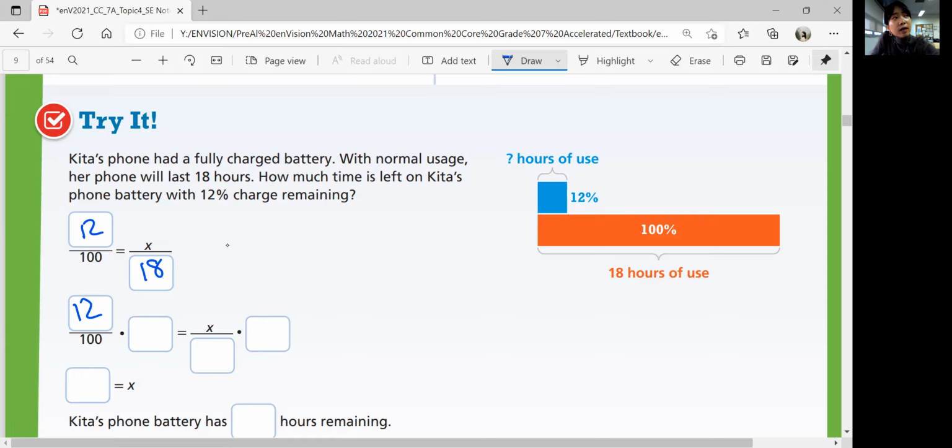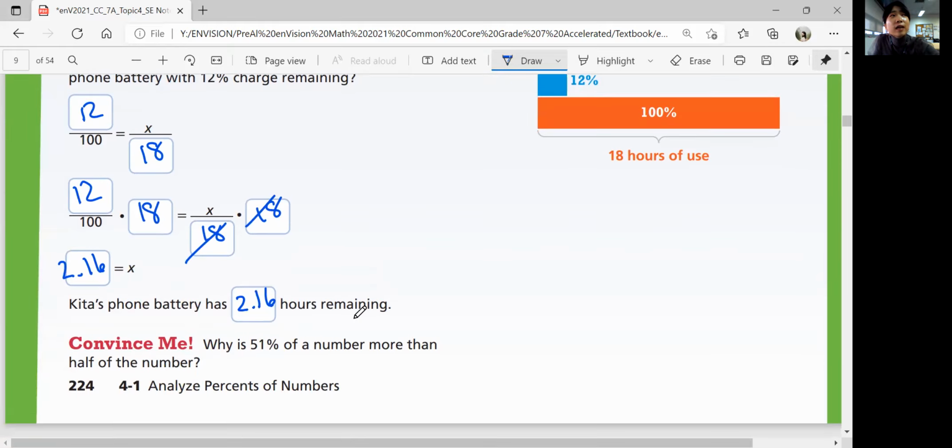So figure out X by solving this proportion. 12 over 100 is equal to X over 18. You multiply 18 on both sides to get rid of this 18, and X is equal to 12 times 18 divided by 100, which is 2.16. So Kita's phone battery only has 2.16 hours remaining. Okay.